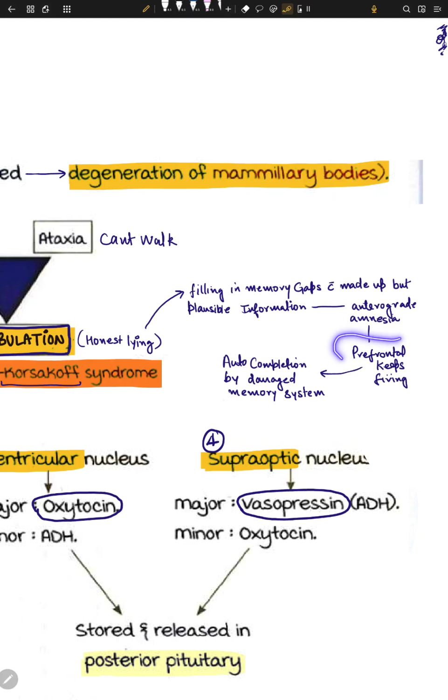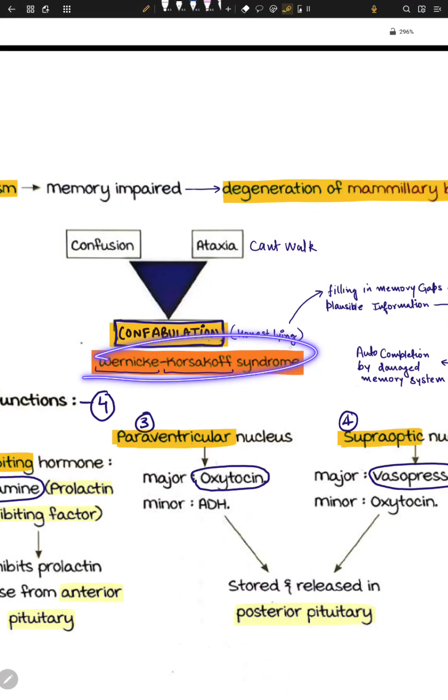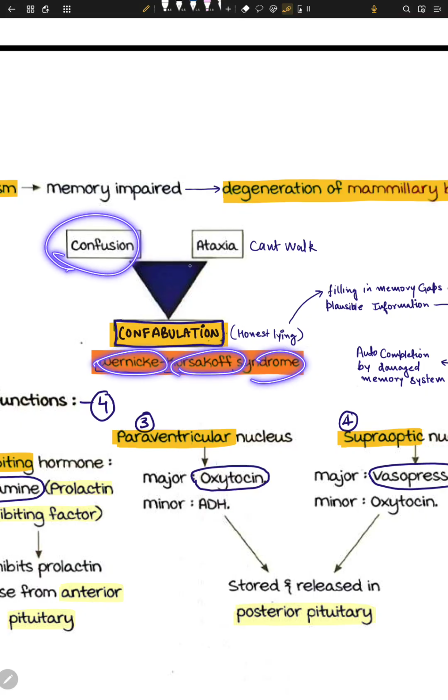It happens because the prefrontal cortex, the prefrontal part of your brain, keeps firing, and then this auto-completion by damaged memory cells happens. So the guy is not trying to lie to you, but he's lying because he has no idea. This is called honest lying. It's called confabulation, not confusion. It's one of the triad of Wernicke-Korsakoff syndrome. The other parts are confusion and ataxia.